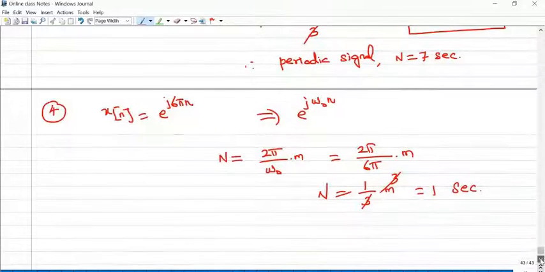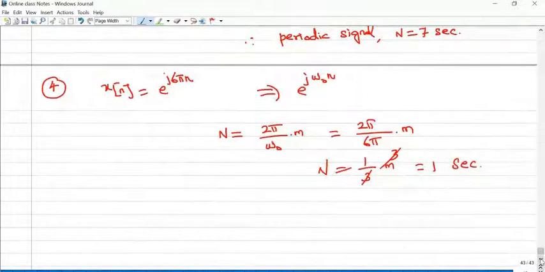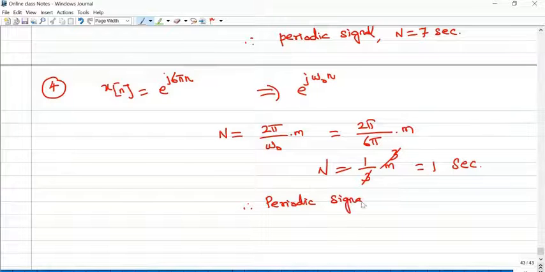There are no root terms or pi terms. Therefore, the signal is a periodic signal. The N value is 1 second. That is the fundamental time period of the signal.